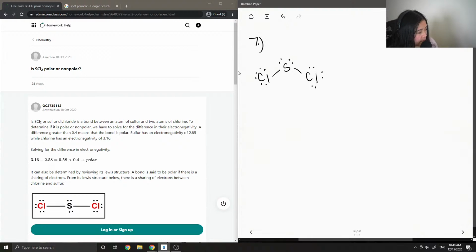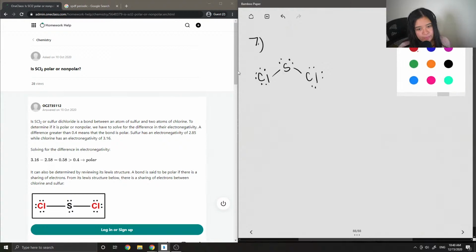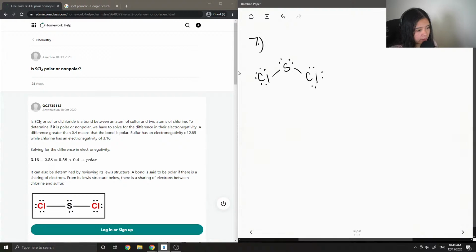We have 2 lone pairs on the sulfur, and then on the chlorine, we have 3 lone pairs, 6 electrons in total. And we can recall that chlorine is much more electronegative than the sulfur. So we can show non-zero dipole moments being formed from each sulfur-chlorine bond, and the molecule as a whole has a non-zero dipole moment.